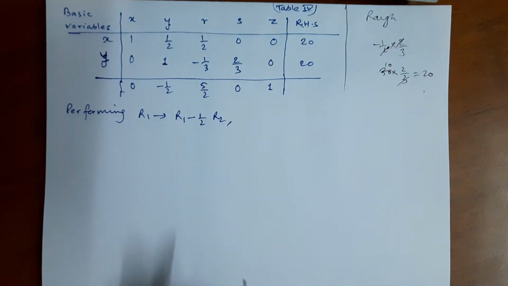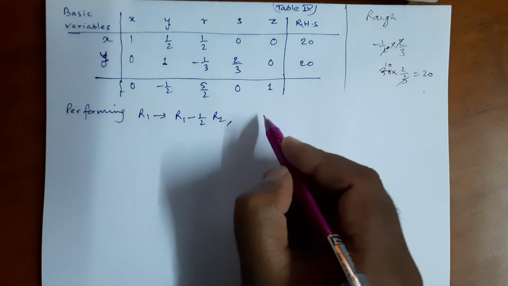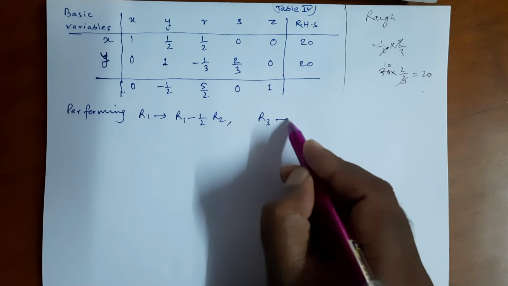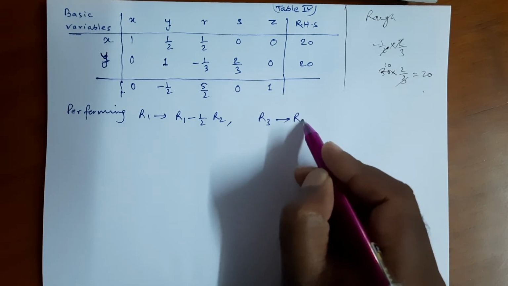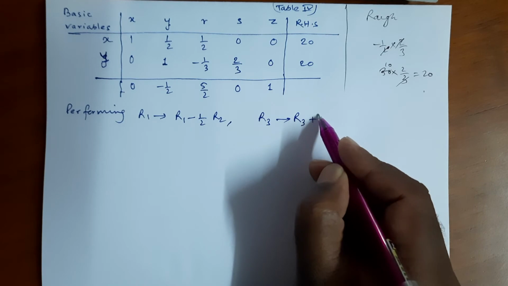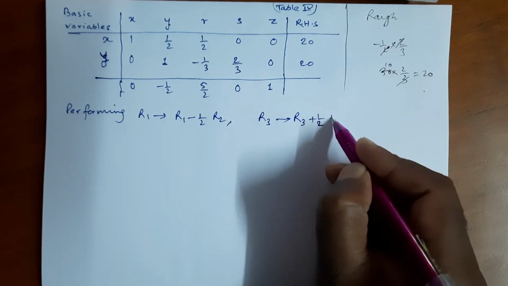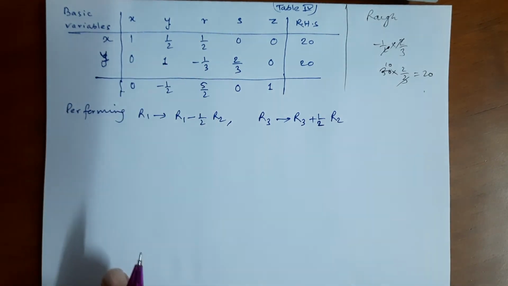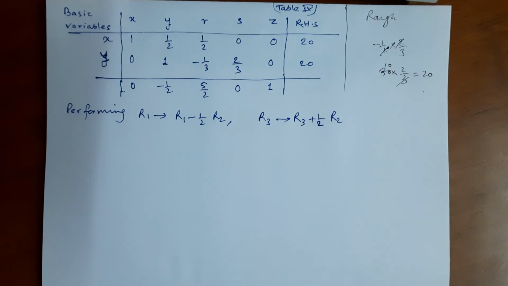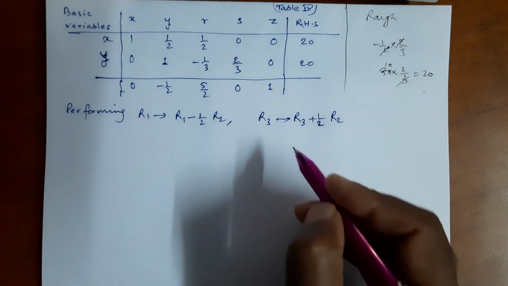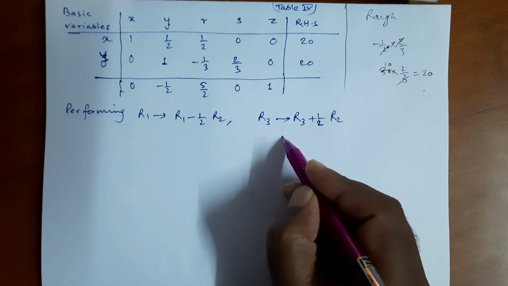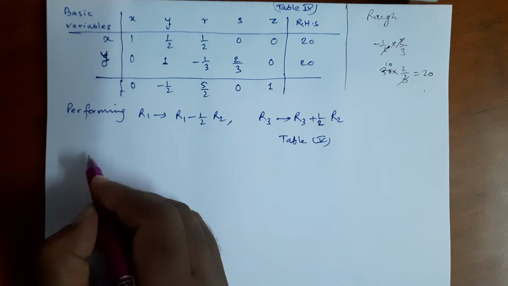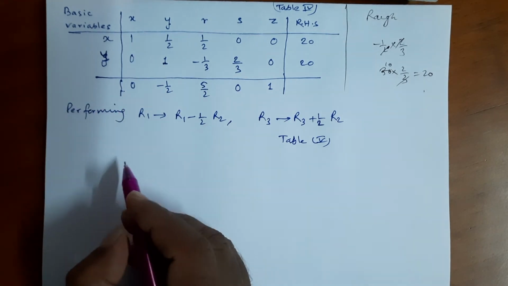These operations can be performed. Similarly, here also we will make it 0. For that, with R3 we add half of R2. If you add half of R2, then this element becomes 0. Now look at table 5. Now performing these operations, we write this table once again.